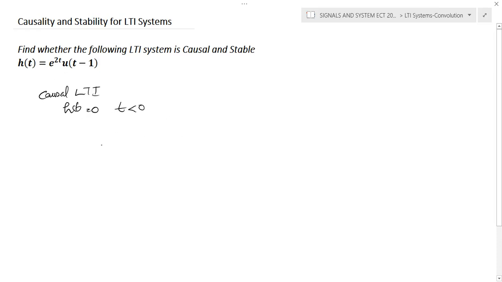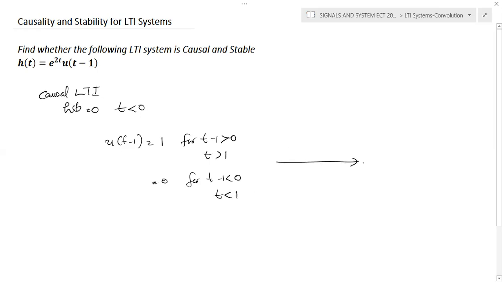Now if you observe the signal, here you can see there is a term called u of t minus 1. u of t minus 1 is equal to 1 for t minus 1 greater than 0, that is t greater than 1, and 0 for t minus 1 less than 0, that is t less than 1. And if you plot the graph for u of t minus 1, this is 0 and this is 1.